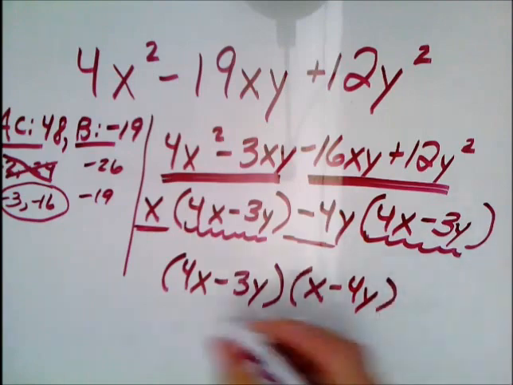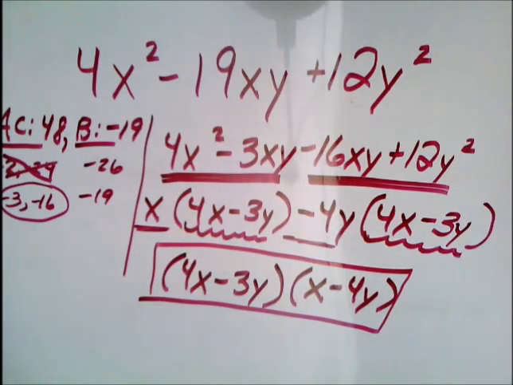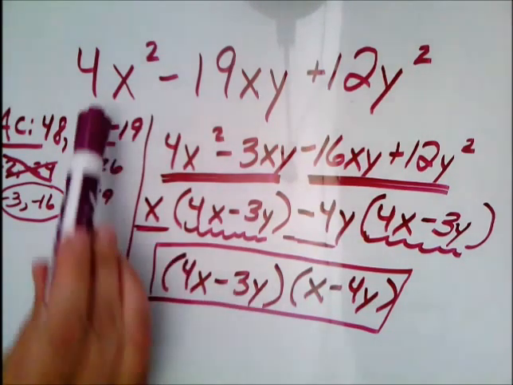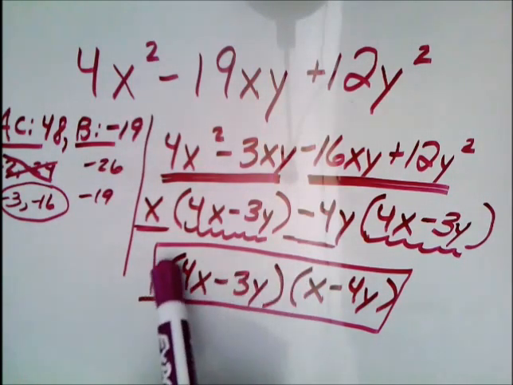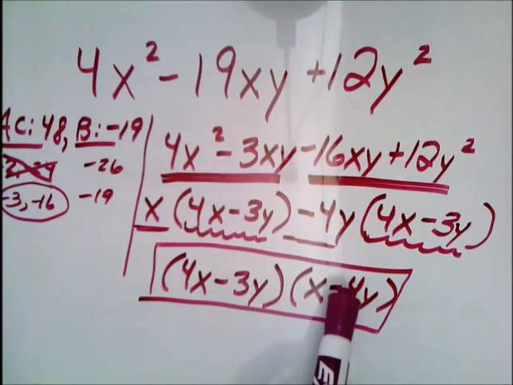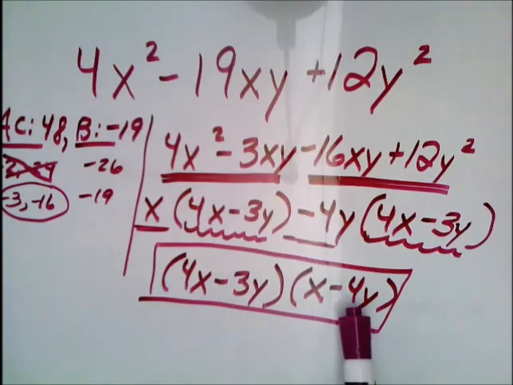And then just like in a lot of these AC method ones, because they're a little longer, it's a good idea to check it by foiling. And even if you're just checking without even writing it, make sure it matches up with what we started. So our first term, 4x times x, is 4x squared. My inside term is negative 3xy. My outside term is negative 16xy. So there's where those numbers were important. And then my last term is negative 3y times negative 4y, so positive 12y squared. So it seems to match up with what I wanted.